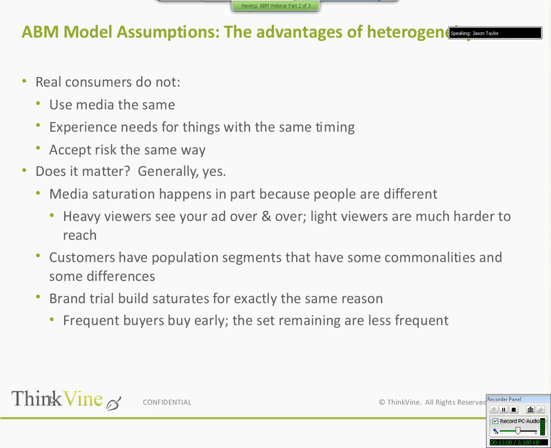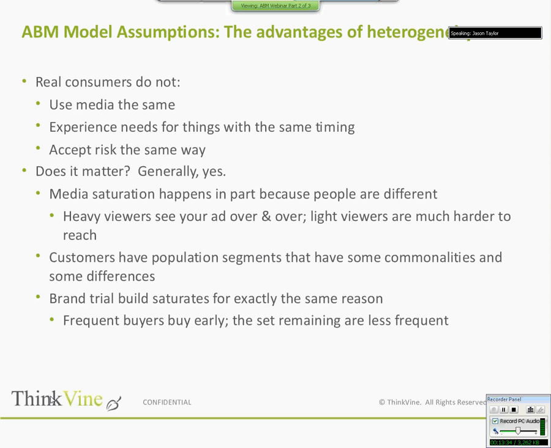So, just a recap of some of the advantages of having heterogeneity in our agents. Real consumers don't use media the same. They don't experience needs in the category with the same timing. They don't accept risk the same way. They don't have the same price sensitivity. And does it matter? We think yes, it does, because media saturation happens in part because people are different. Heavy viewers see your ad over and over. Light viewers are much harder to reach.